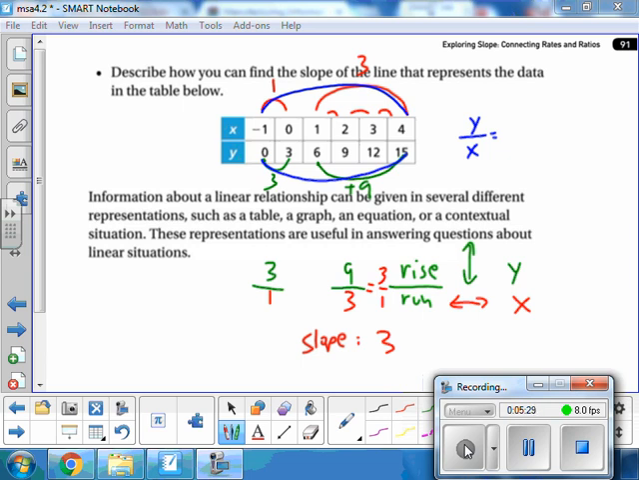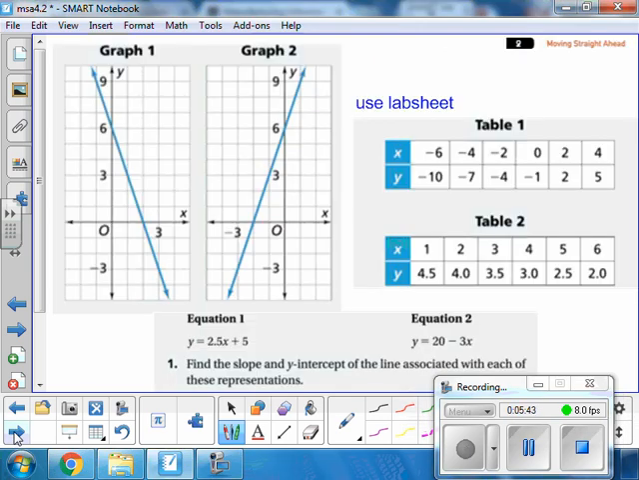So let's look at that again. So it's rising 15, there it is. And it's running from -1 to 4, which is going to be 5. And 5/15 reduces down to 3. Again, positive. So you can grab any 2 points. It really doesn't matter. So let's look at some situations here.